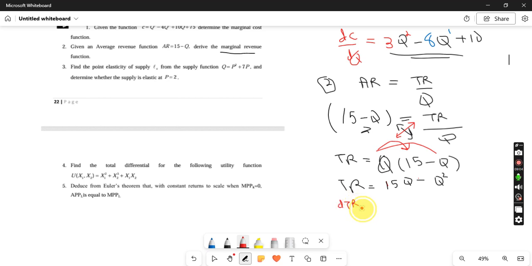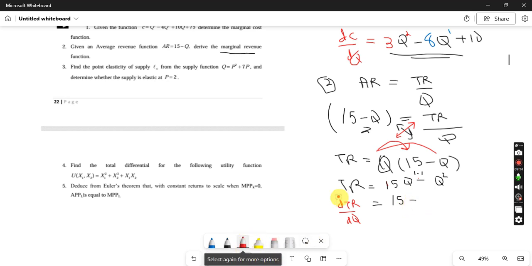Okay, remember, differentiation is just about how something changes, a rate of change. So we derive 15Q, this is like Q to the power 1, 1 times 15, that is 15. We subtract a 1 from this power, 1 minus 1, that is 0. So Q to the power 0, that is 1.